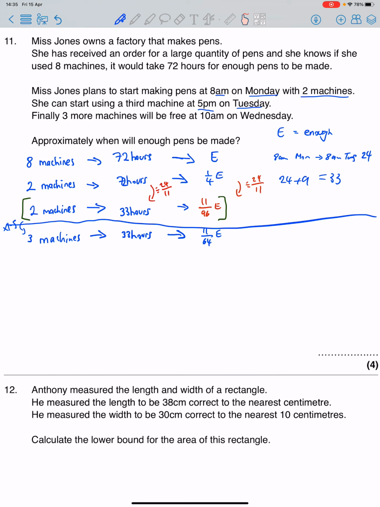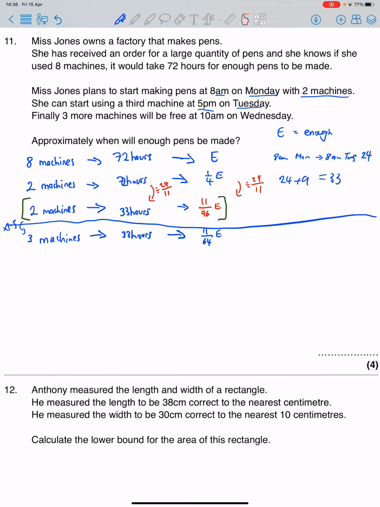So now the question is we want to work out how much time we're using 3 machines. So she can start using a third machine at 5 p.m. on Tuesday. Finally, 3 more machines will be free at 10 a.m. on Wednesday. So we need to work out the time from 5 p.m. Tuesday to 10 a.m. on Wednesday.